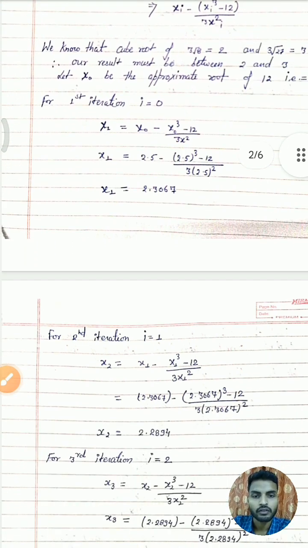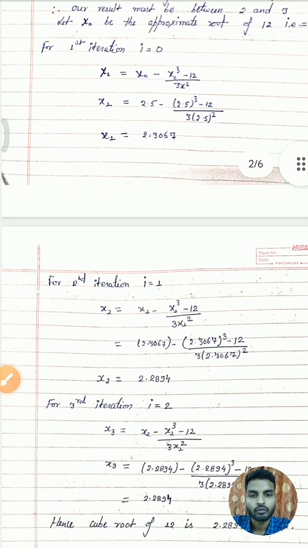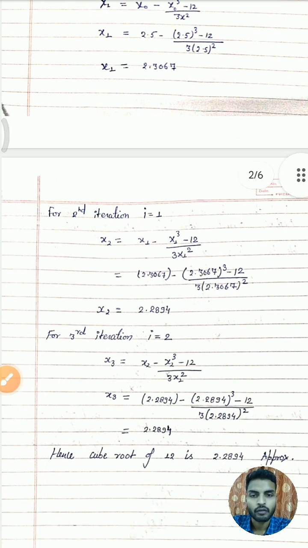For the second iteration, i equals 1, x2 equals x1 minus (x1 cube minus 12) upon 3 x1 square, equals 2.3067 minus (2.3067 cube minus 12) upon 3 times 2.3067 whole square. After calculation, the x2 value equals 2.2894.